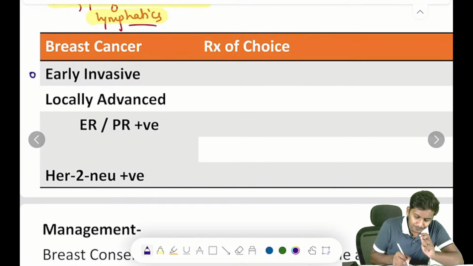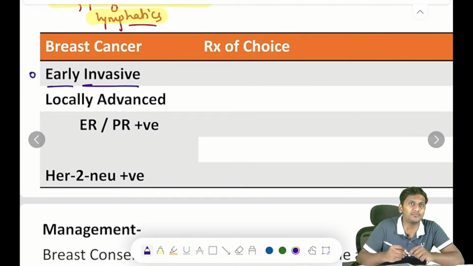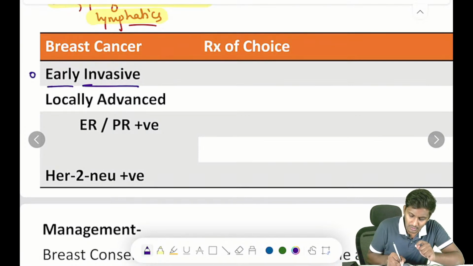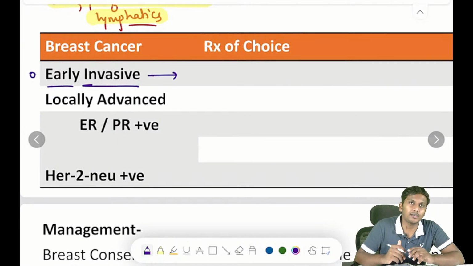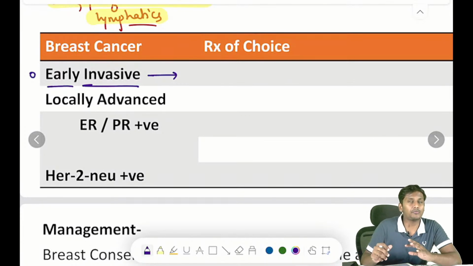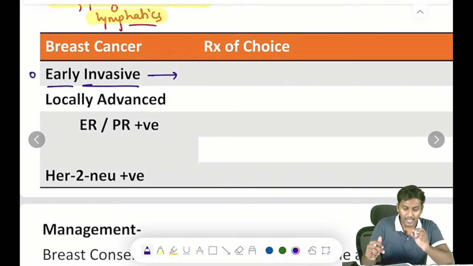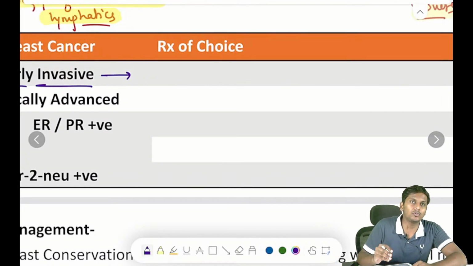First of all, if I talk about early invasive breast cancer, you have to remember that the treatment is always a surgery. And why will the treatment be surgery? Because the cancer will be limited to a specific quadrant only. That is the reason we can just go for a surgery. It can be a BCS. What is BCS? Breast conservation surgery. Now, what do I mean by conservation? Save. Why? Because we are trying to save the majority of the breast tissue.